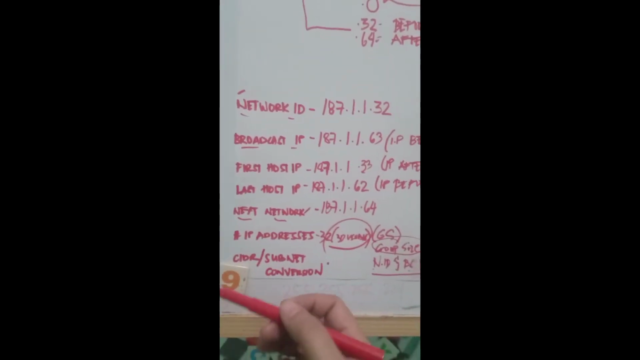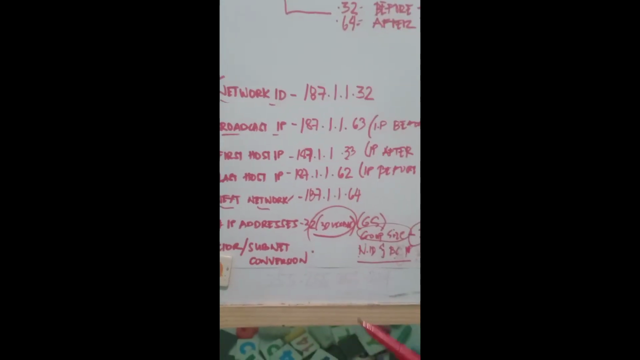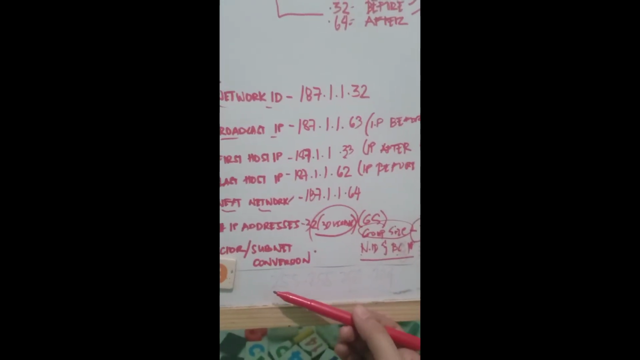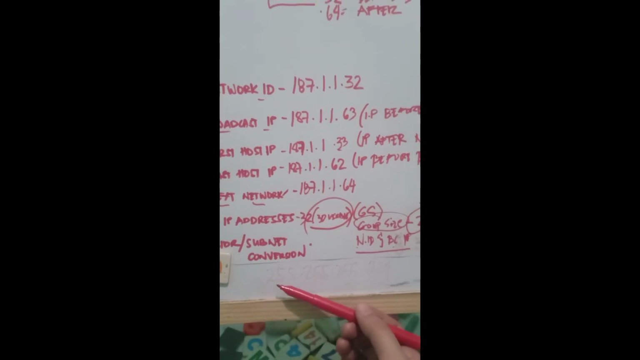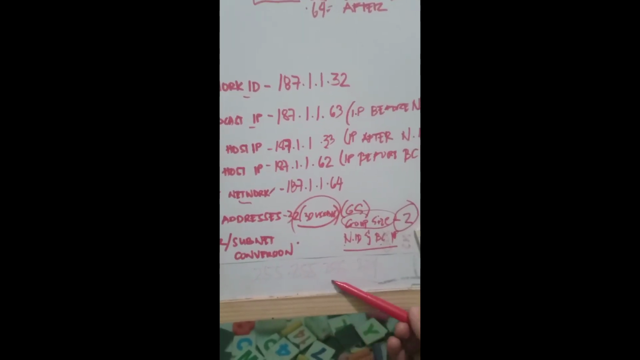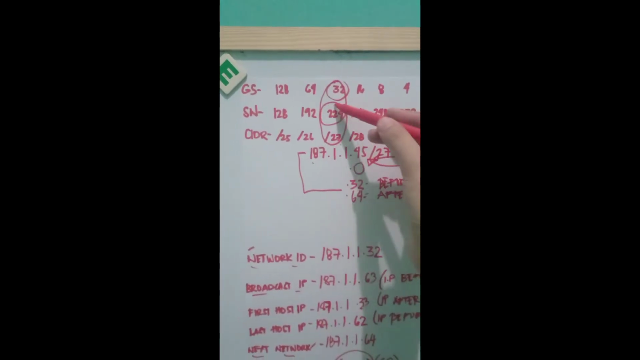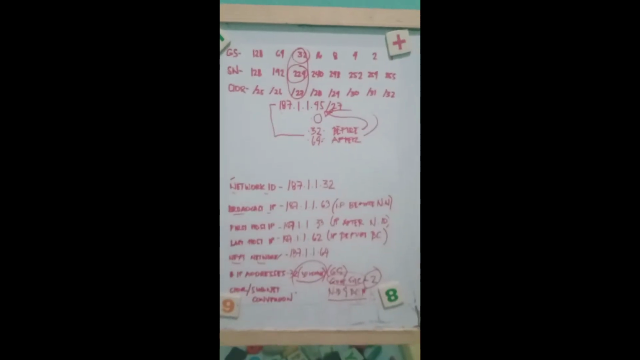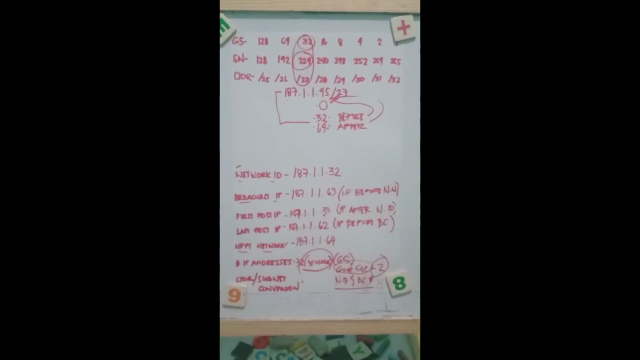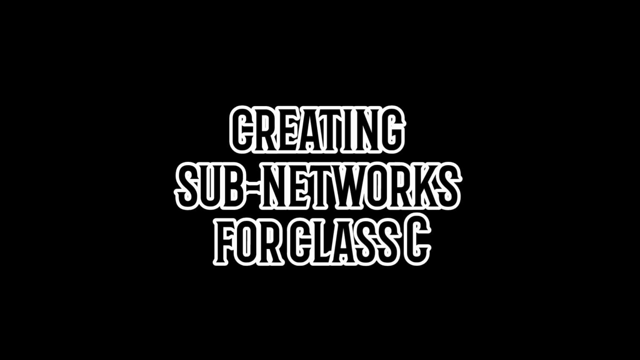And last, our CIDR subnet conversion. There you go. We have 255.255.255.224 here. This is the 224. On the next video, we will show you how to do subnetting for Class C.